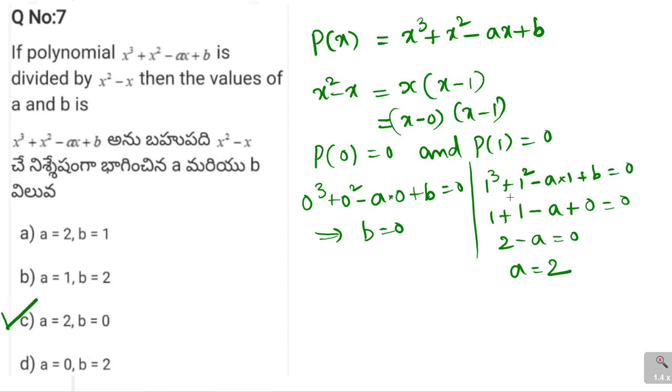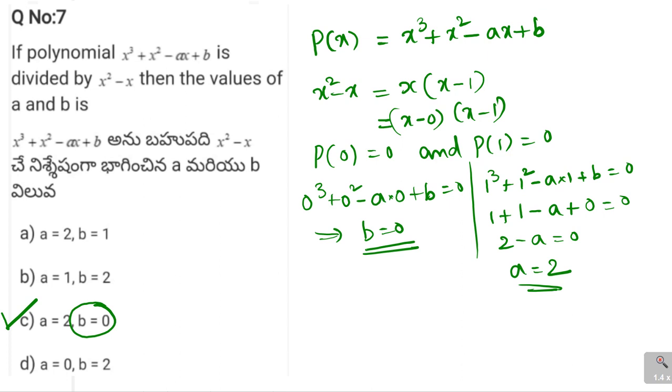But here you need not find out the value of a. Without finding the value of a also we can choose the option. B equal to 0 we got here. So b equal to 0 we have only in option C. So without finding the value of a, we can choose the answer as C.